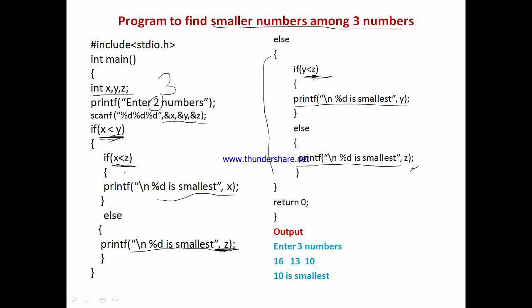Now if we run this program, it prints "Enter three numbers". Now we are entering three numbers: 16, 13, 10. Now 16 is stored in x, 13 is stored in y and 10 is stored in z. Now x having 16, y having 13, z having 10. Now x is less than y, that means 16 is less than 13. This condition is false, so the else part is executed.